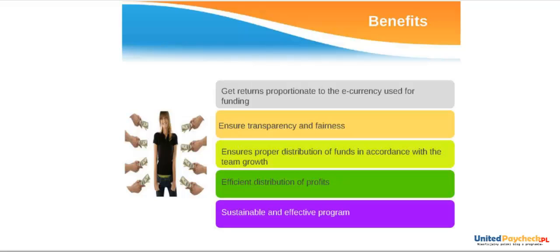Same e-currency deposit and withdrawal per output, and to support this, it also ensures proper distribution of funds in accordance with the team growth. And the fourth one is that the profit distribution is efficient too. This will streamline the fund management operations of the finance department for more efficient distribution of profits. It is sustainable and it's an effective program. The system will further consolidate our core business framework, making UnitedPaycheck stronger and more sustainable for coming years. Okay, so let's go on to the next slide, please.